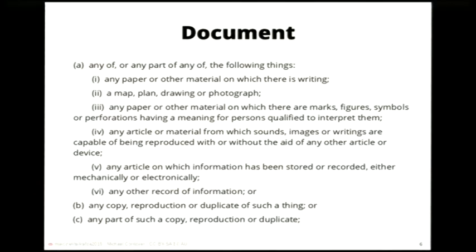Now, document, and I don't expect you to read this, is very, very broadly defined, and you'll note that it includes any other record of information. So basically, any information that is in some kind of recorded form that is held by a government department is in theory amenable to freedom of information action. So it's in theory accessible to any individual. They talk there about paper or materials, maps, plans, drawings, photographs, diary entries, sticky notes, videos, audio files, anything really that already exists should be accessible under Freedom of Information, as well as any copy, reproduction or duplicate of that. So I thought this is going to be easy.